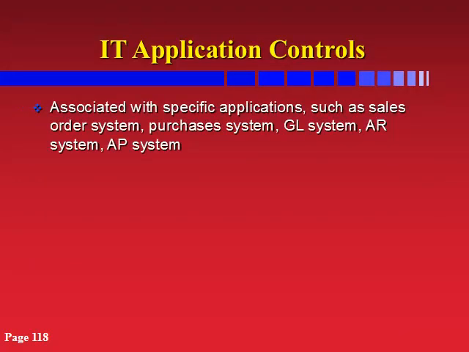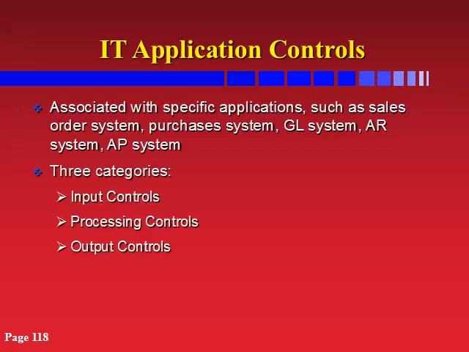The primary objective of IT application controls is to ensure the accuracy of a specific application's input, files or databases, programs, and output. This objective applies to all types of application systems, be it your sales order system, your purchases system, your GL system, your AR, and your AP systems. Now, there are 3 broad categories of application controls. They are input controls, processing controls, and output controls.